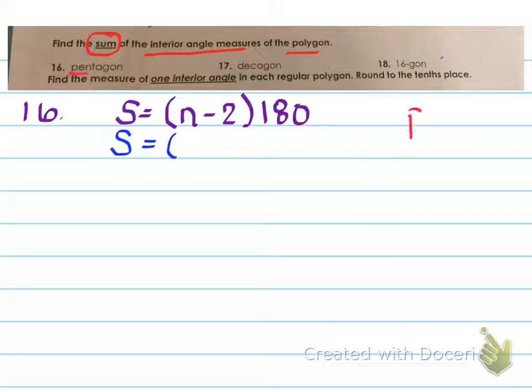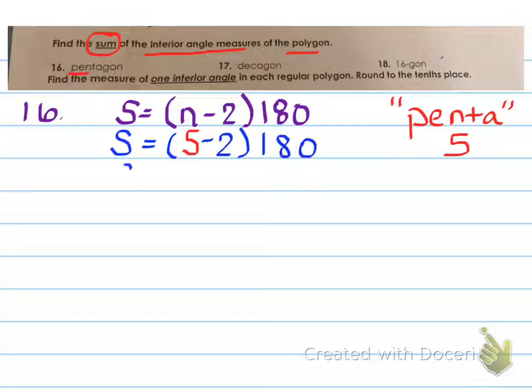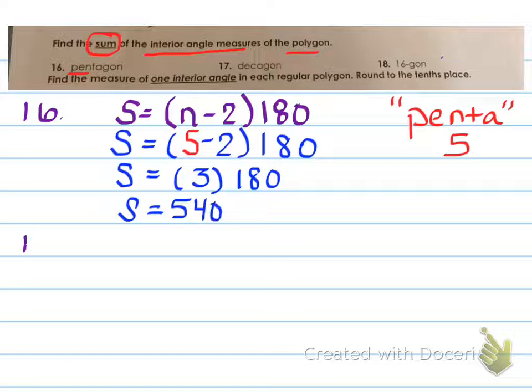We're going to just plug in for n. For penta, like the Pentagon in Washington, n is 5. So we have 5 minus 2 times 180. And that gives you 3 times 180. And you'll get S is equal to 540 degrees. So you want to add that degree sign here and box your answer.